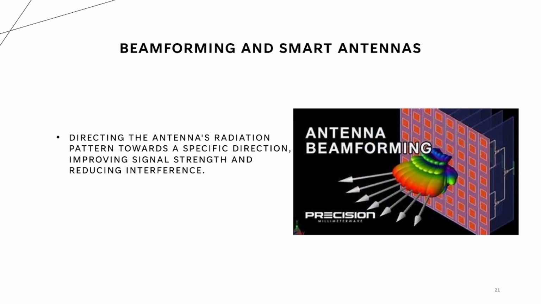Then next we move to beamforming and smart antennas. What is beamforming? Beamforming is directing the antenna radiation pattern toward a specific direction, improving the signal strength and reducing interference. Smart antennas adapt their radiation pattern based on the signal conditions.